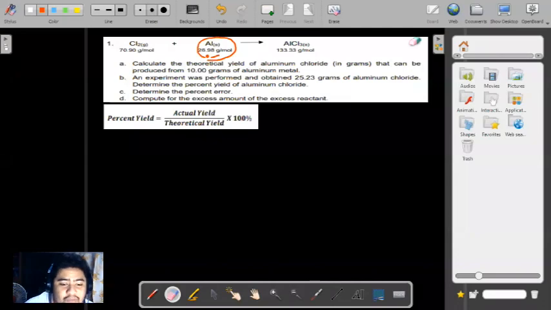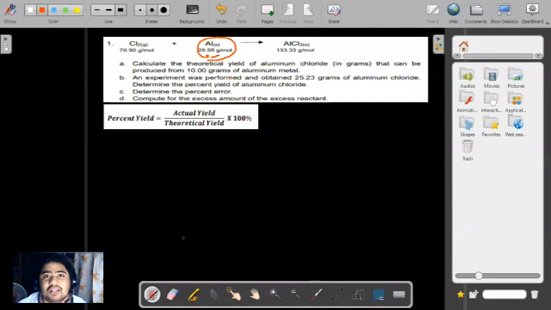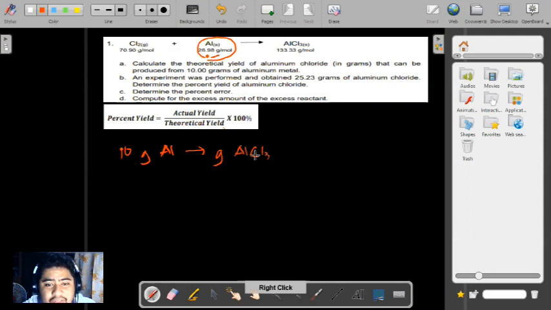Okay, so on this problem, we are asked to determine or to calculate the theoretical yield of aluminum chloride in grams that can be produced from 10 grams of aluminum metal. So ang question was, from 10 grams of aluminum, ilang grams daw ang mapoproduce na AlCl3.